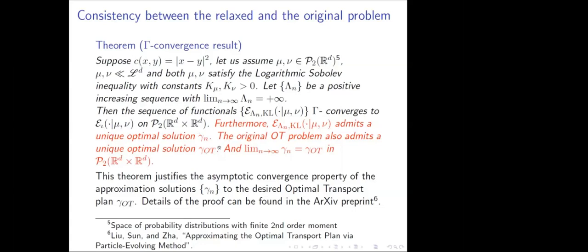And the corollary in the red text is the main result of the theorem. It says that the functional epsilon KL will admit a unique optimal solution gamma n. And the original OT problem also admits a unique optimal solution gamma OT. And we can prove that gamma n will converge to gamma OT in the weak sense in the probability space. So basically speaking, this theorem justifies the consistency between the relaxed and the original problem in the asymptotic sense. And if you are interested in the proof of this theorem, you can check the arXiv preprint here.